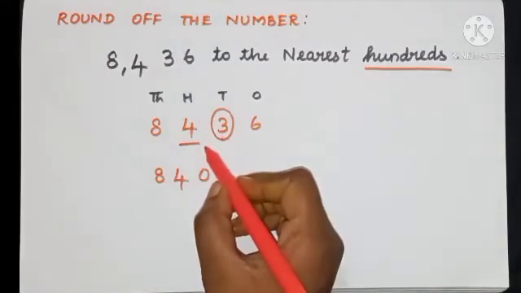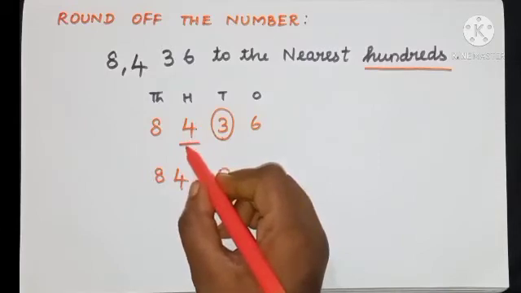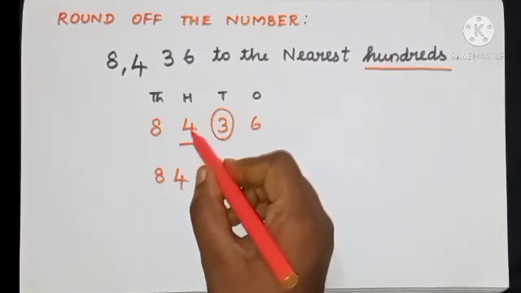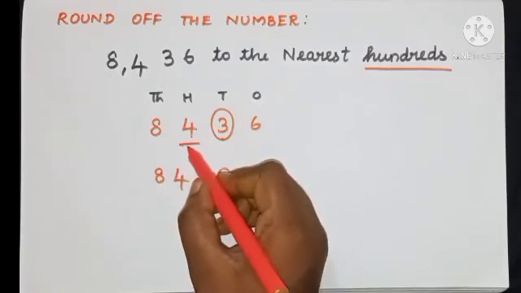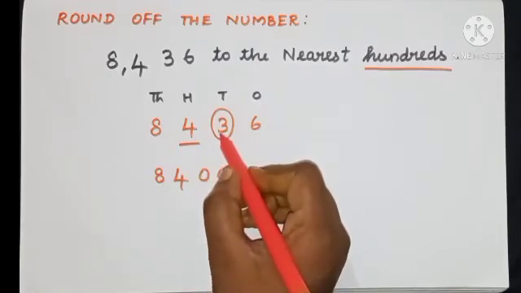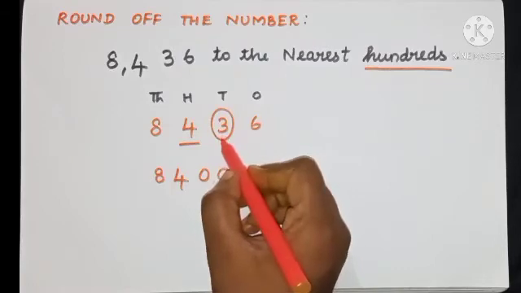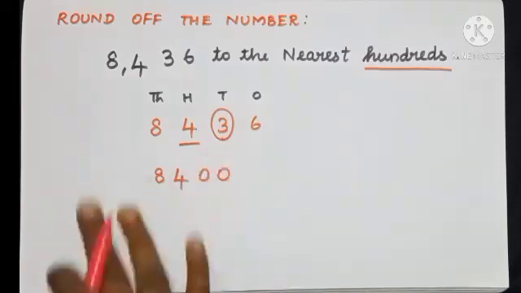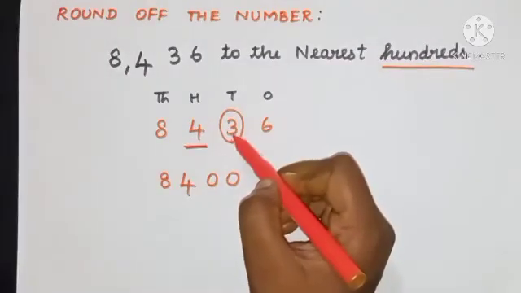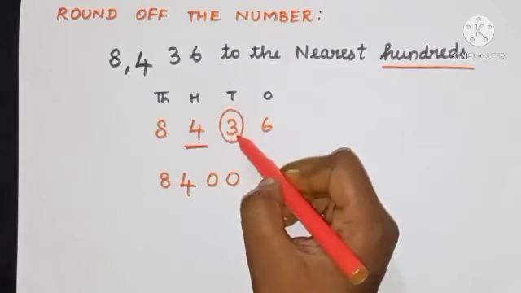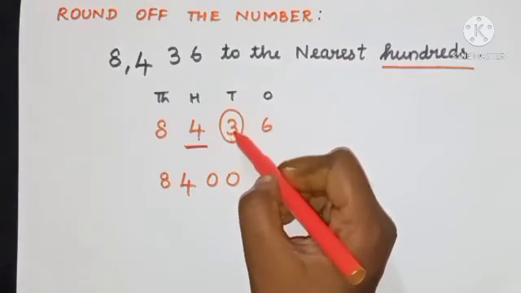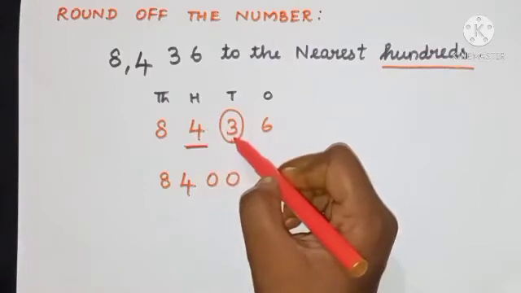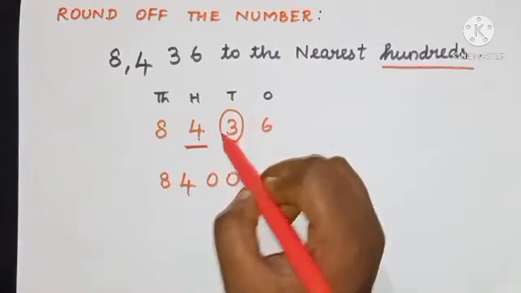Listen, the first step is to find the digit in the hundreds place. Here the hundreds place is 4. Then look at the digit to its right, that is the tens place. If the tens place is greater than or equal to 5, you have to add 1 to the hundreds place. If it is less than 5, leave it unchanged.